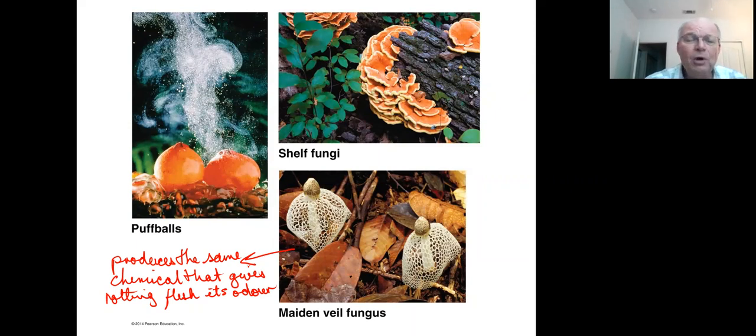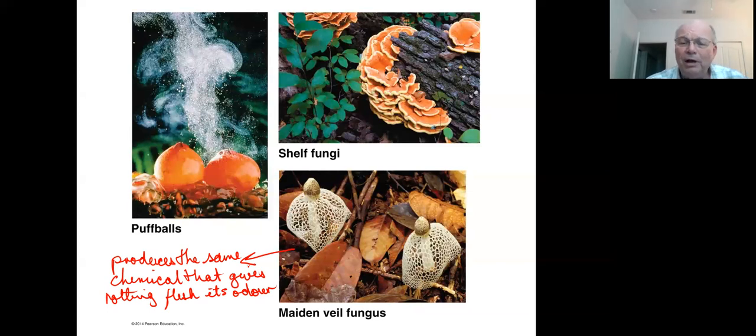And you might ask yourself, why would a fungus need to produce the same chemical as a dead animal? Well, if you think about what gets attracted to a dead animal, the first thing that you probably think of is flies. Because flies are attracted to dead animals. They lay their eggs in the rotting flesh. And when the maggots hatch out, they consume the rotting flesh. What the fungi are doing are attracting the flies.